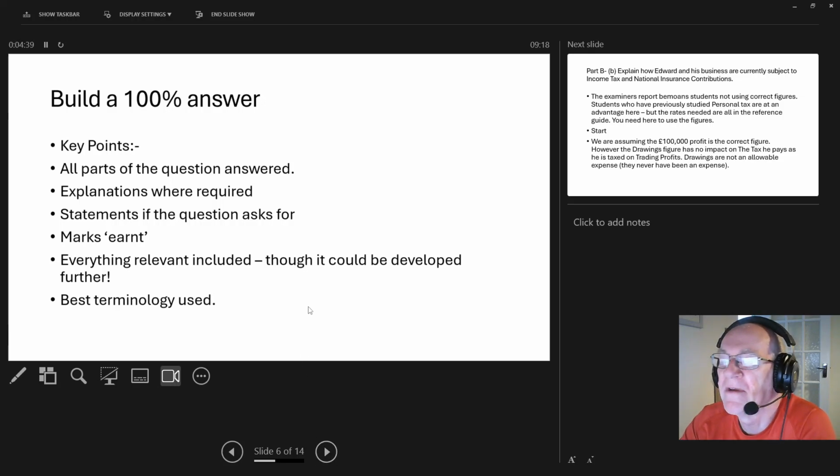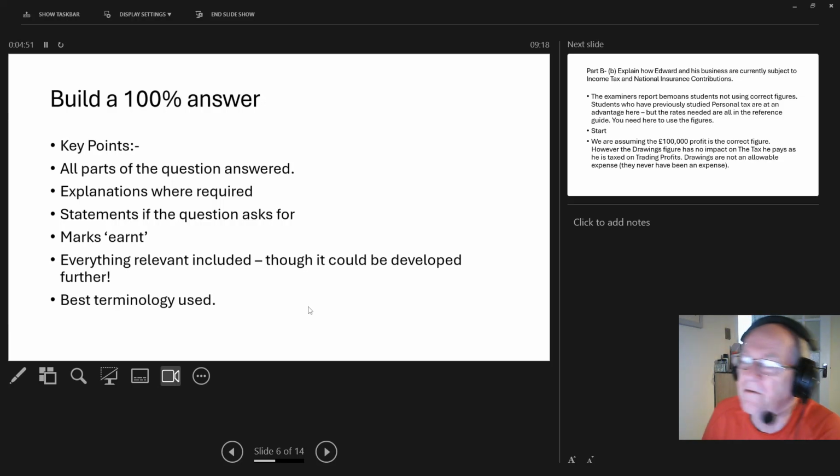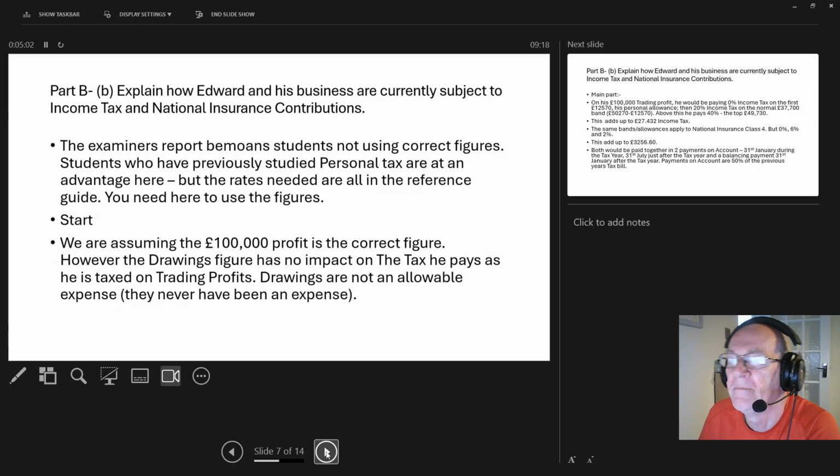So key points, what have I done? I have answered all parts of the question, with explanations where required and statements if the question asks for them, and I've earned the marks. Everything relevant is included. I could carry on and on about case law and partnerships and all sorts of stuff. And I've used a lot of the best terminology, the meaningful work. Where asked to differentiate, it makes it nice and clear.